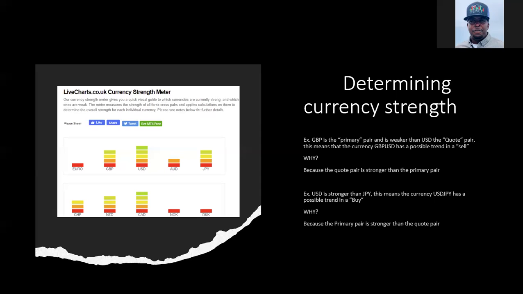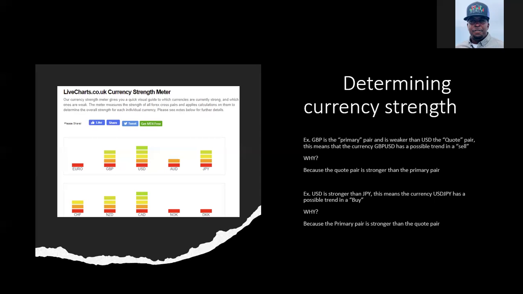Are we following so far? Type in chat. We're following so far. The quote pair is stronger than the primary pair. The primary pair is always the first pair that is displayed. The quote pair is always the second pair that's displayed.